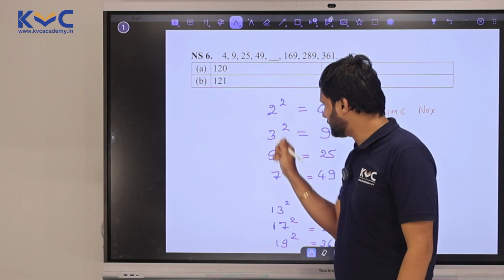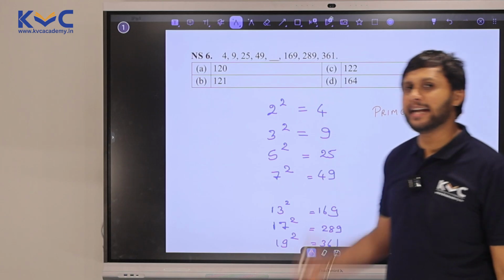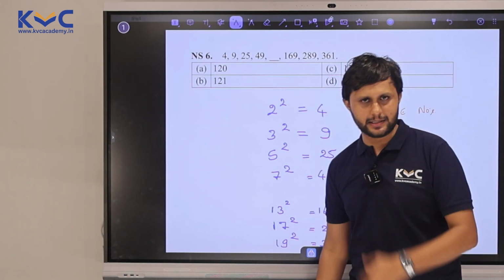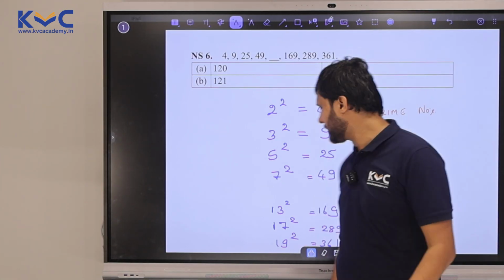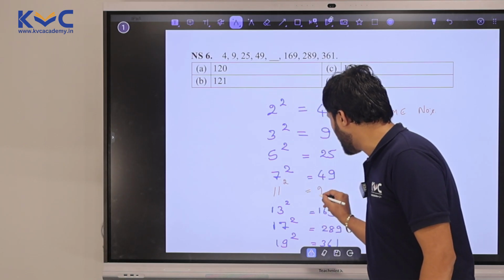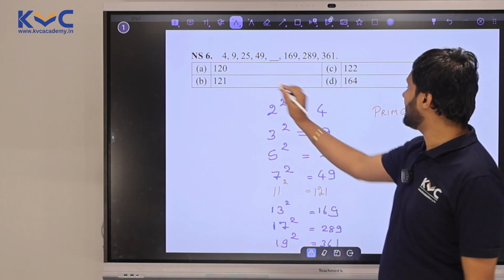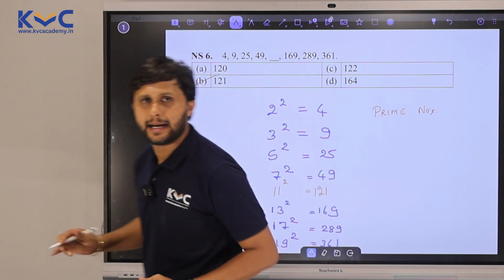So we have 2, 3, prime number 5. The next prime number is 7. After 7, 8 is an even number, which is a multiple. 9 is not a prime number. 10 is not a prime number. We have 11. We have 11 square, which is equal to 121. Do we have that? Yes, we do. Option B, 121 is the right answer.